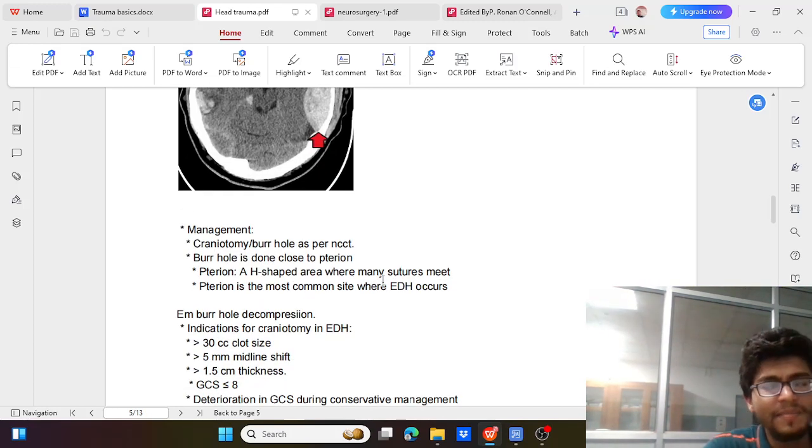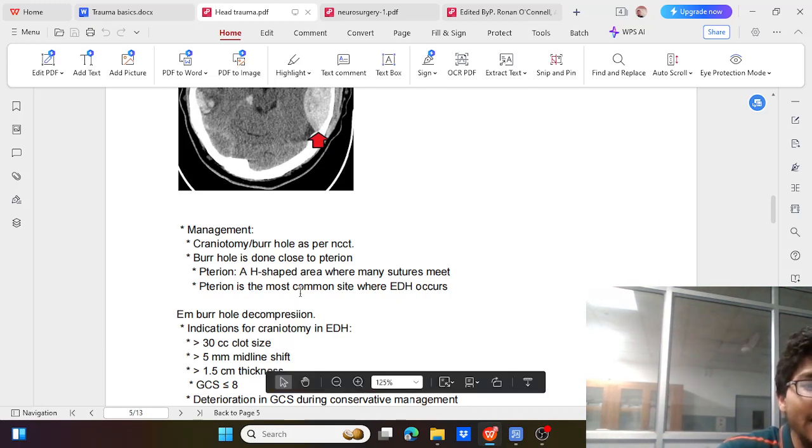So this was the basic of extradural hematoma or hemorrhage. Now as per the CT finding, we'll go for management. So here the management is surgery mainly. So craniotomy or burr hole as per the finding of NCCT. So burr hole is done close to pterion, which we have discussed, which is the H-shaped area where the sutures meet, and pterion is the most common site where the EDH occurs because below is the middle meningeal artery.